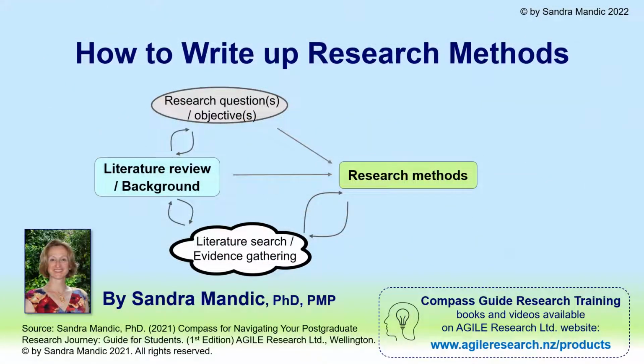This short video provides guidelines for writing up research methods, which is one of the key sections of a research report. Research methods describe who and what was involved in research, where and when the research was conducted, and how the research was conducted. Research questions or objectives, and sometimes also research methods, are informed by literature review and identified knowledge gaps. The chosen research method should be appropriate for answering the research question.